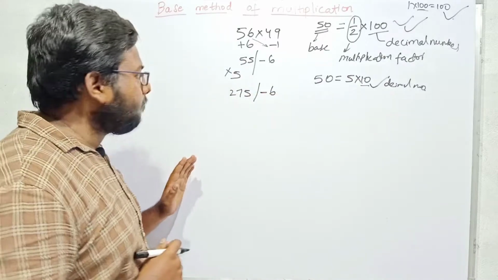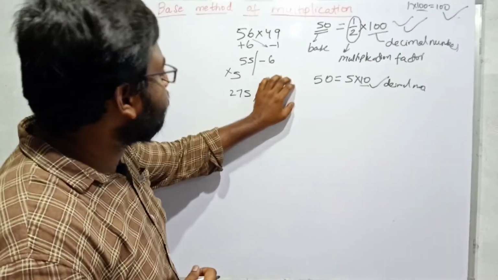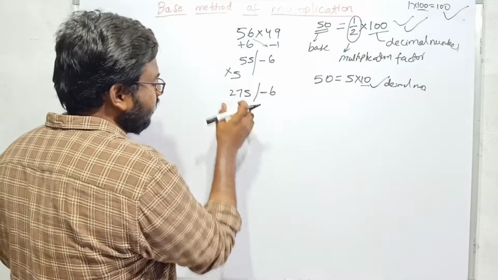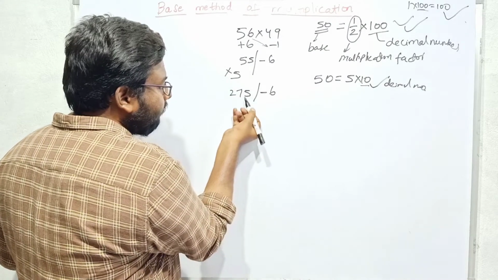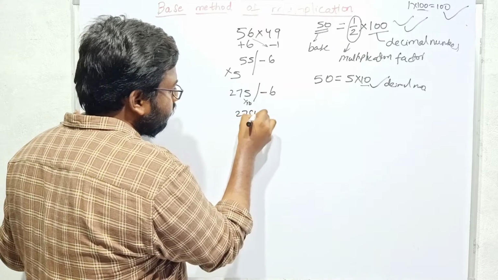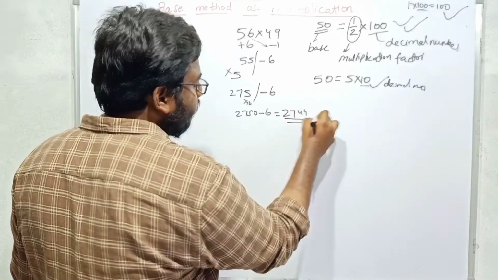And always keep in mind that before settling down this, don't interrupt this, and you will know why we should do like that in the derivation. I will explain the derivation. And 275 into 10, this is 2750 minus 6. 50 minus 6 is 44, 2744. You will get the same result.